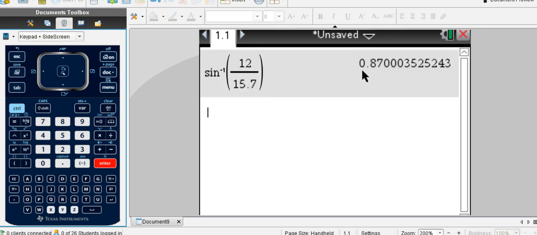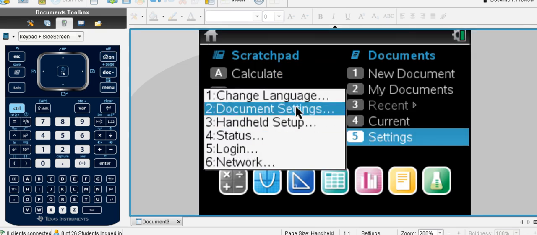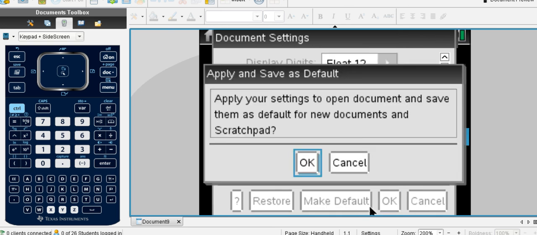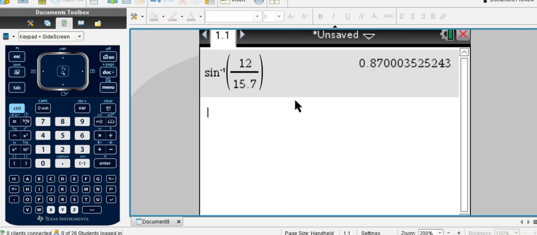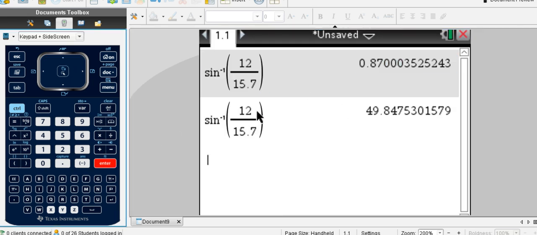Now, we don't have just 1 degree here. We need to convert this to degrees. So the way to change it is we go to our home screen, go to Settings, then Document Settings, change the angle to degree, and click Make Default. Okay, so now when I go back to my calculator, I go current. If I type it in again, it should this time give me degrees. My answer would be 49.8, which rounds up to 50 degrees.